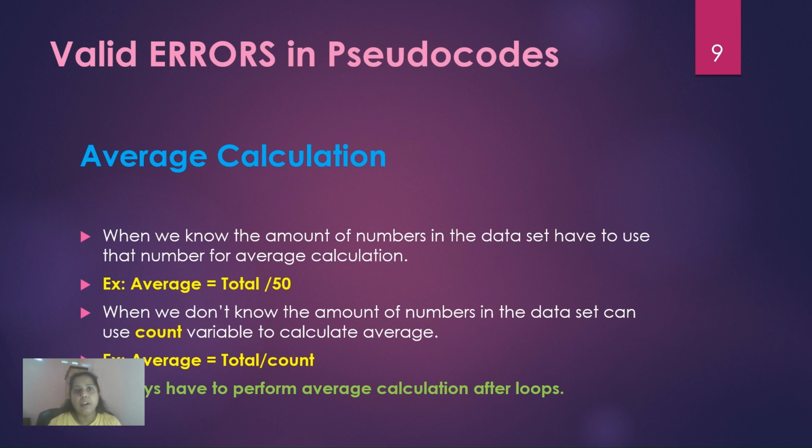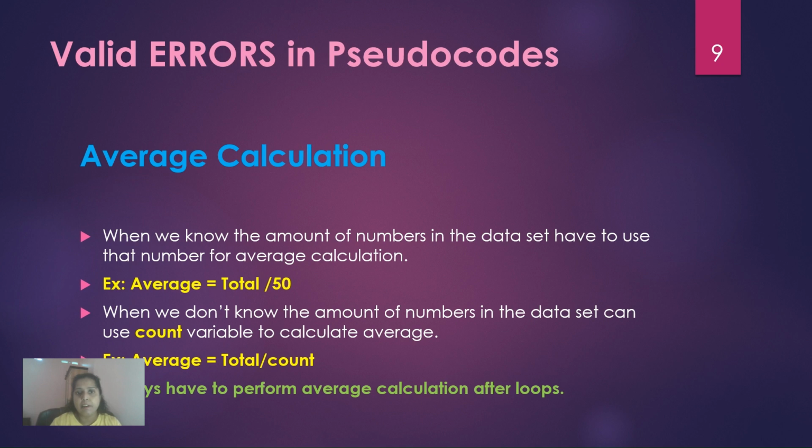When we know the amount of numbers in the data set, we use that number for average calculation. Average equals total divided by 50. That's not an error, but that's a best practice. When we don't know the amount of numbers in the data set, we can use a count variable to calculate the average. Average equals total divided by count. Remember, this method is not an error, that is actually best practice. In a loop, when you have to calculate average, if you know how many numbers we consider, you have to use it. If you don't know, then you can use the particular count variable.